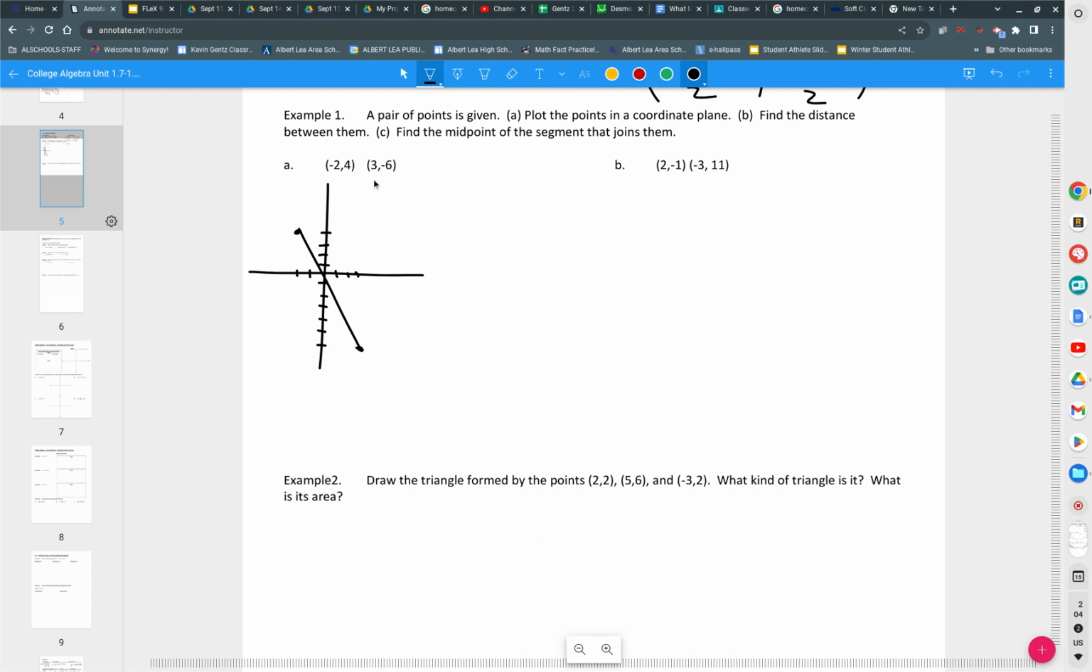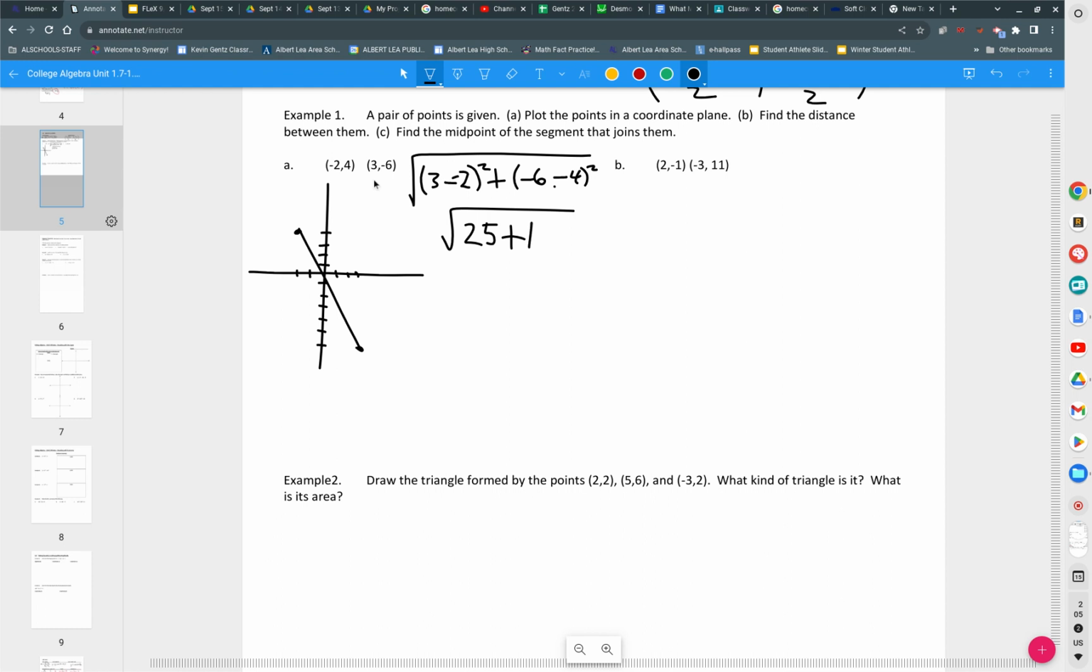Gave a little sketch to my graph, and now I'm going to find the distance. Square root of, what is x sub 2? 3. So 3 minus the x sub 1 is negative 2. We square that. Y sub 2 is negative 6. And y sub 1 is 4. 3 minus negative 2 is 5. Squared is 25. And negative 6 minus 4 is negative 10.